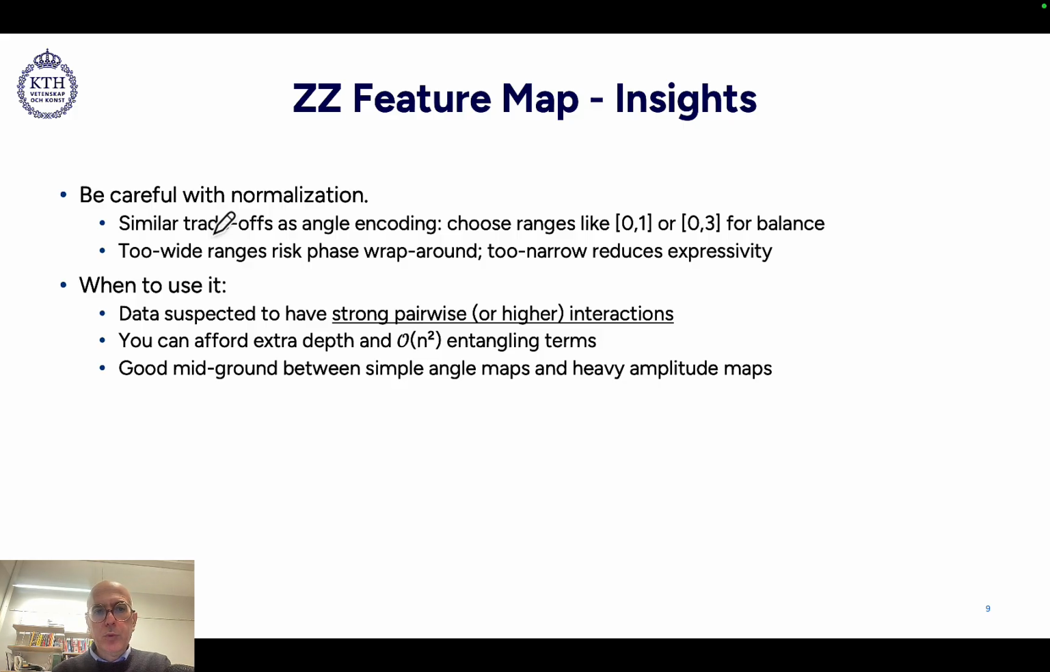It's good to use it when we suspect the data has very strong pairwise interaction. So we believe that there is some correlation between different pairs of the feature inputs. It is also kind of expensive in terms of angles. It requires n squared entangling terms, so it tends also to be deep, increasing with the number of qubits. However, it's really a middle ground between simple angle maps and heavier amplitude maps.